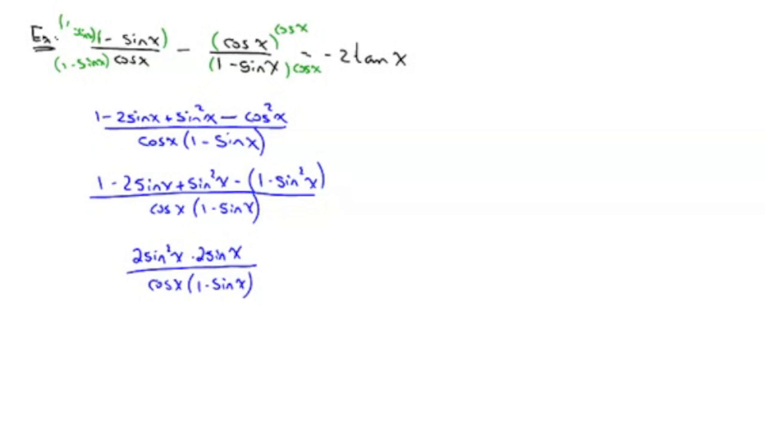What can I do to the top? You can get some like factors. Factor out what? 2 sine. So pick up 2 sine of x. Leave behind sine x minus 1. And this is over cosine of x and 1 minus sine of x. Should we factor out a negative?